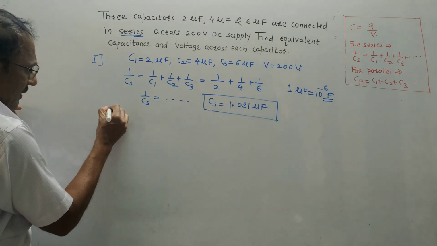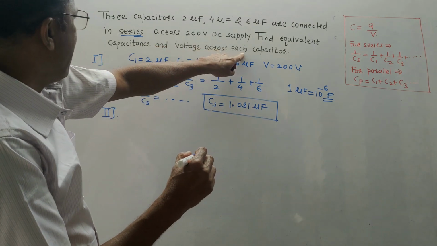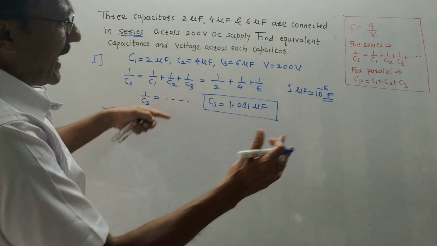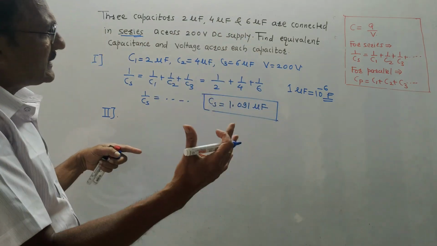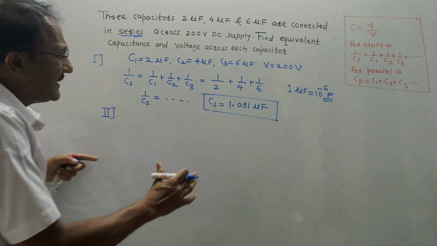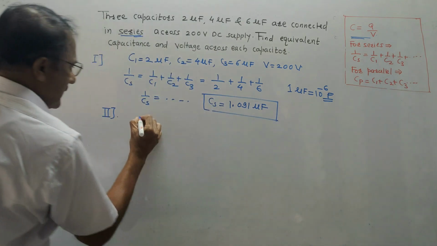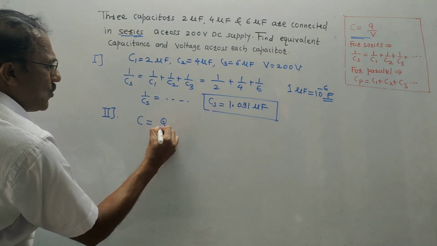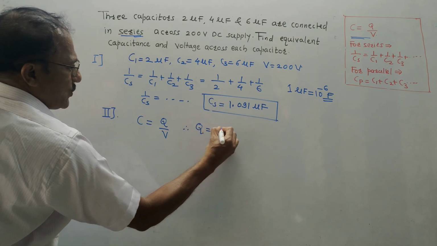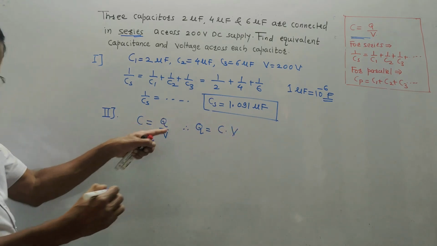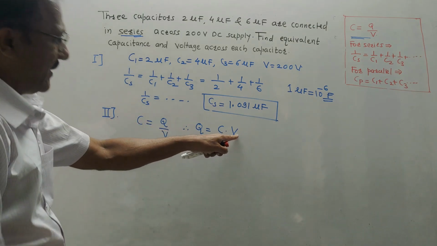Second step, what else is asked? Voltage across each element. Now, before that, we will calculate the value of charge. As we discussed, in case of series connection, charge remains the same. We just have to remember this basic formula: C is equal to Q upon V. Therefore, I can write Q is equal to C into V. Simply from this equation, V is transferred to the LHS.